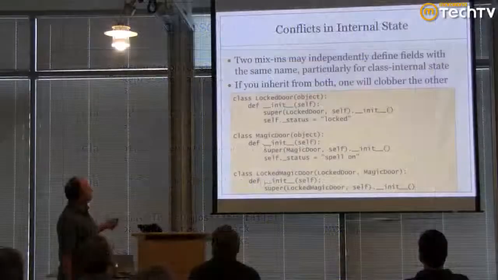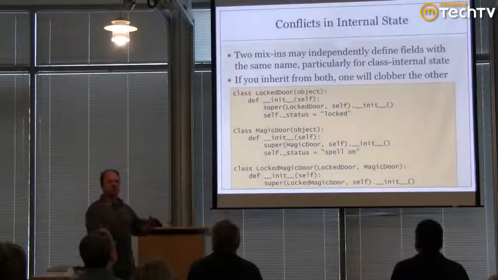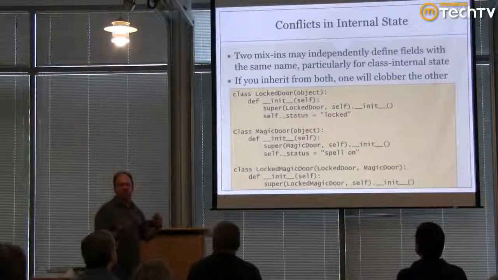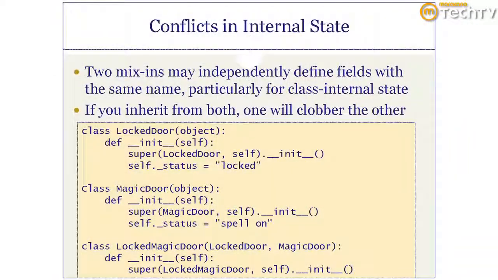Another issue is that you may have multiple mixins. Here again, the idea is we're trying to combine independent code. And they may define some state fields, like private state fields, let's say status. These two mixins are defining the status field, but with different meanings. This mixin is defining it and using it internally.